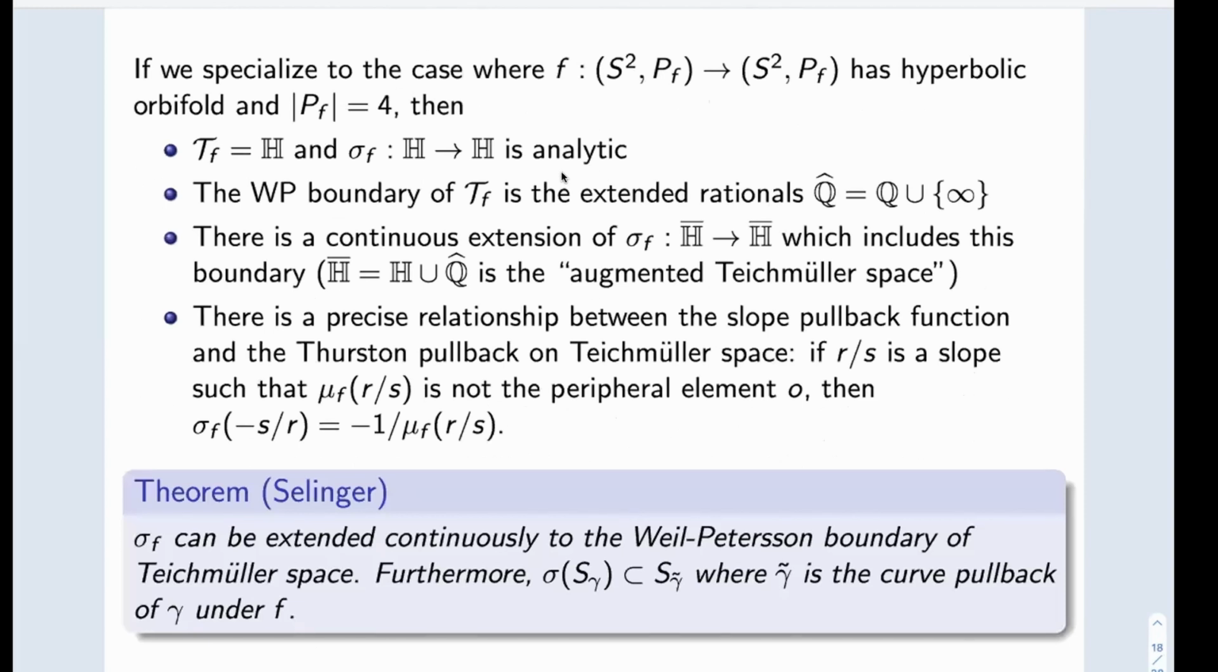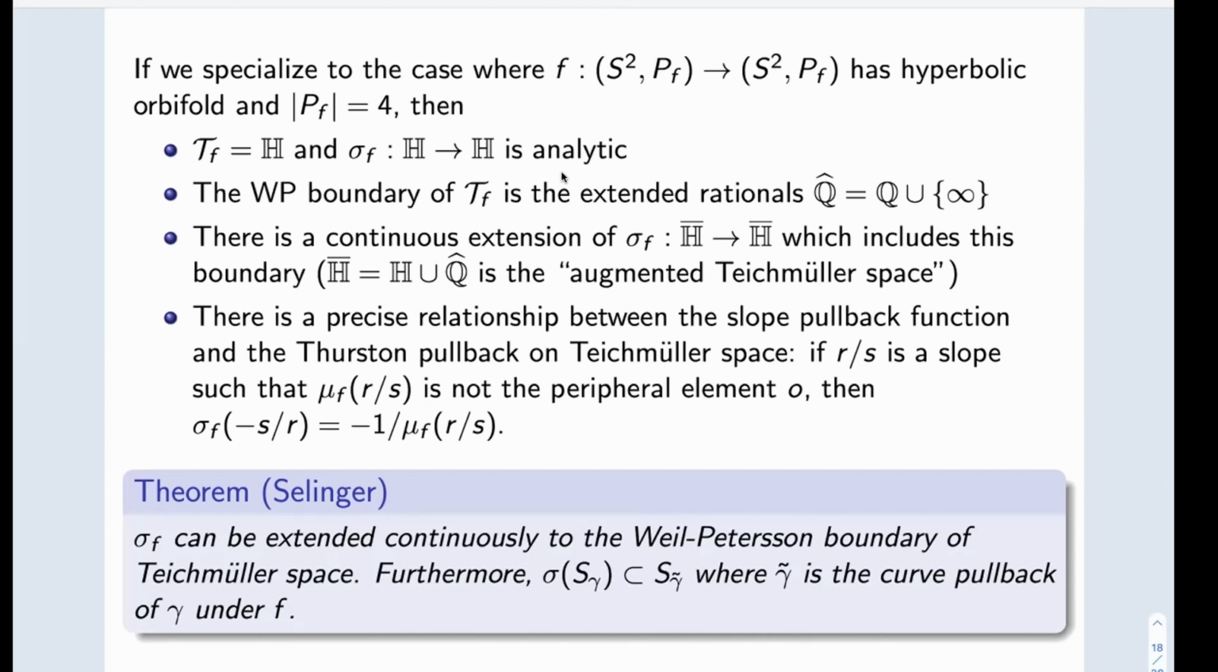But as I said before, we're only interested in 4 postcritical points today. If you look at a sphere with 4 marked points, the Teichmüller space for this is very well known, and thankfully quite simple. It's just going to be the upper half plane. So our pullback map on Teichmüller space is just going to be some analytic map from the upper half plane to the upper half plane.